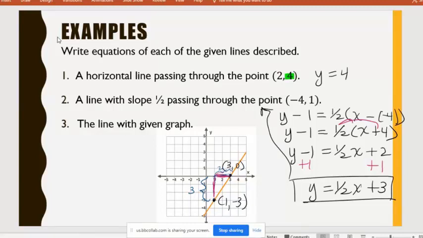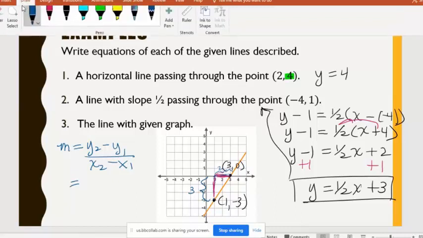Okay? Now, if that is hard to see, because it could definitely be hard to tell from a given graph, use the slope formula, y2 minus y1 over x2 minus x1, and plug in these ordered pairs that we have written.